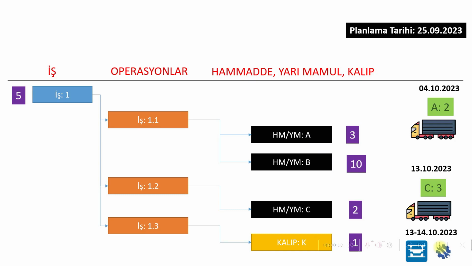In this case we are assuming the planning horizon starts on the 25th of September 2023. The arrival of the two missing items is expected on Wednesday, the 4th of October 2023. The CHAM material required for the 1.2 operation is expected to arrive on Friday, October 13th, 2023. The required pattern K for operation 1.3 will be out of service for maintenance between the 13th and 14th of October.